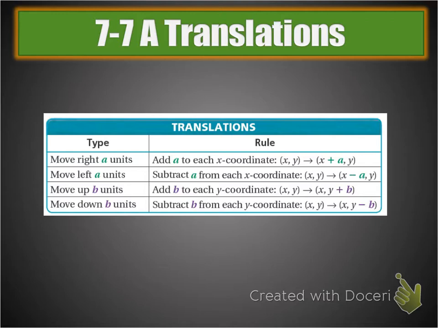If you're moving up B units, you're going to add that B, which is again a number, to your y coordinate. So it would be x, y plus b. And if you're moving down B units, you would subtract B from each y coordinate. So it would be x, y minus b. Now let's see how that's going to work.